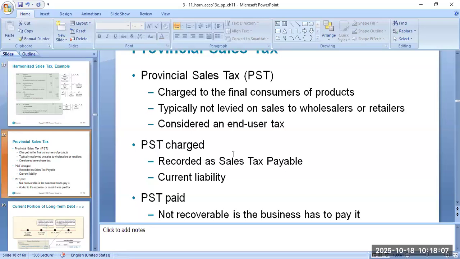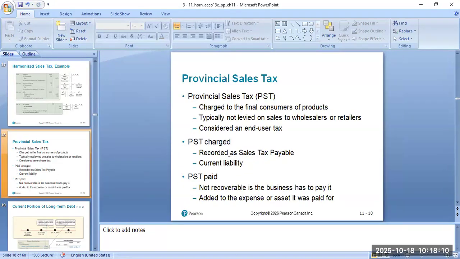Now, with the provincial taxes, that's a little bit different. Provincial tax is kind of a different animal. What that means, again, is we're going to charge the final consumer of the product. Typically, this is not levied on sales to wholesalers or retailers, and it's considered to be an end user tax. Now, PST charged will be recorded as sales tax payable, and it's a current liability.